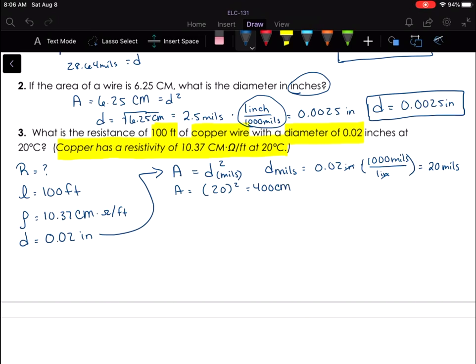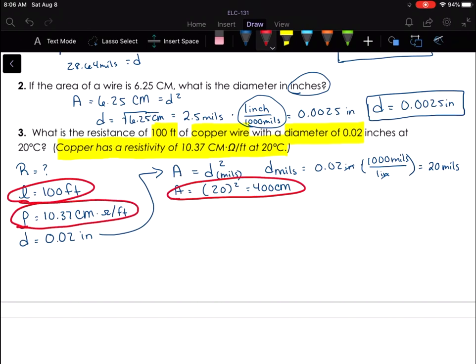And there's our area. So we now have all three components that we need to calculate our resistance. Because remember, resistance is equal to the resistivity times the length over the area. So now we just plug these numbers in since they are all in the right units.